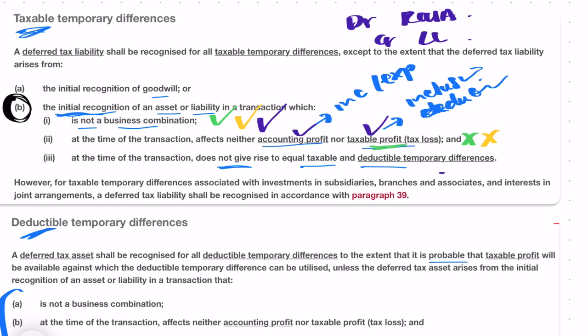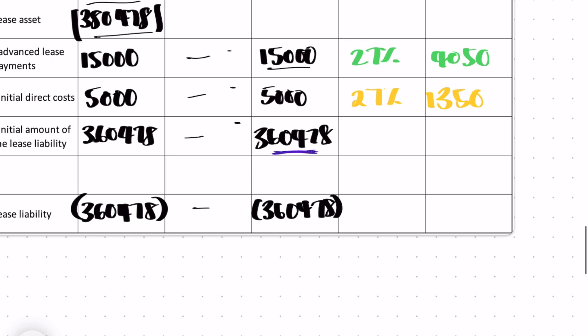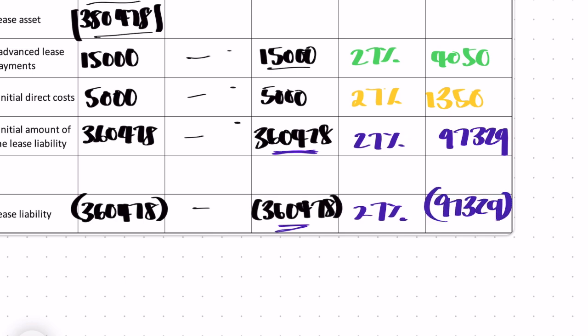Now the third one, at the time of the transaction, does not give rise to equal taxable and deductible temporary differences, right? And this is where it falls apart, because when you look at this taxable temporary difference that is being created over here, that taxable temporary difference is creating an equal deductible temporary difference. And because you have these two happening at the same time, it means you are going to have to provide for deferred tax. So that will be 97,329 and 97,329 over there.